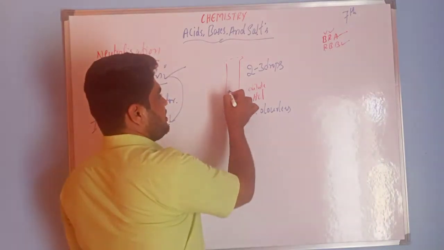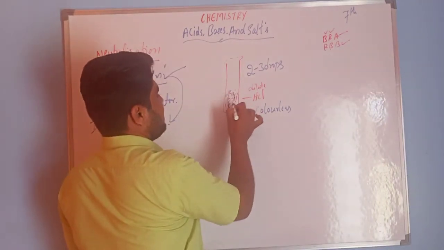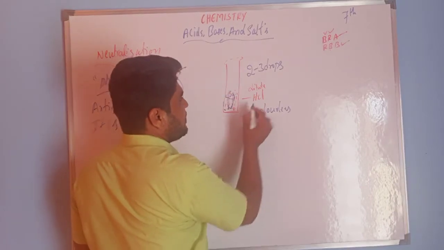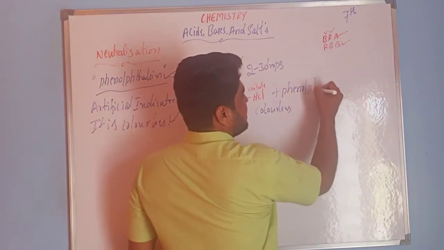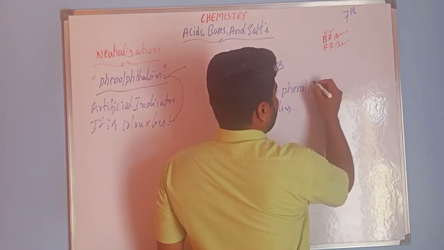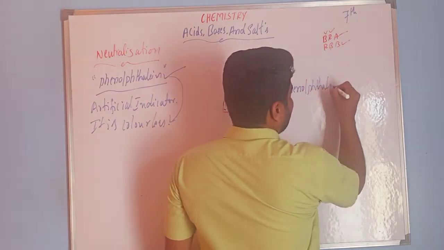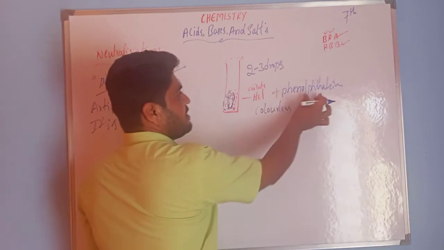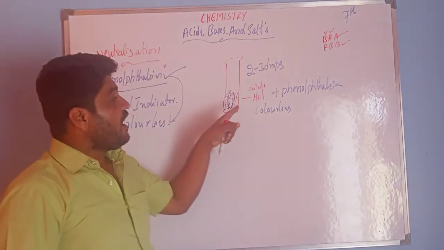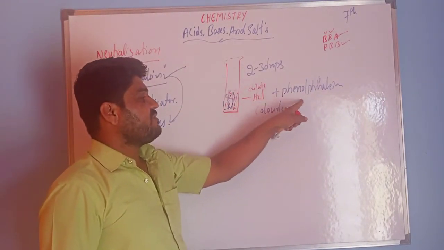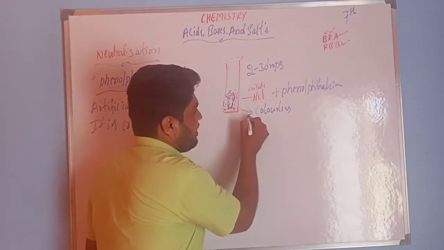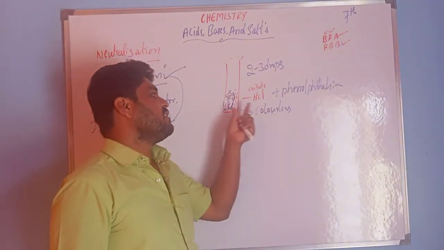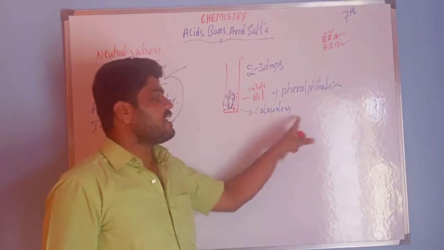In this test tube you can observe that it is a mixture of dilute HCl and phenolphthalein. After adding 2 to 3 drops of phenolphthalein to the HCl in the test tube, the mixture's color is colorless.